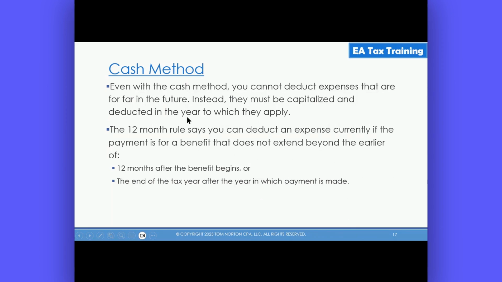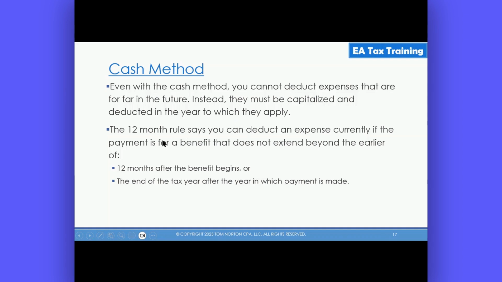Even if you're using the cash method, there are going to be times when you cannot deduct all of your expenses, if those expenses are for periods that are far into the future. Instead, those expenses will have to be capitalized and deducted in the year to which they apply. So when we say capitalized, what we mean is we have to set it up as an asset on the balance sheet. We'll do an example here in a minute.